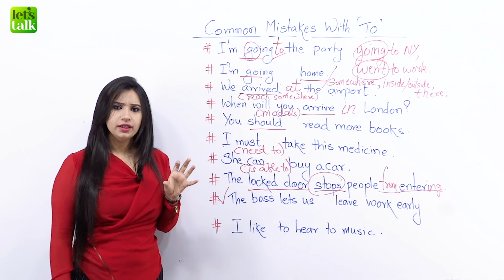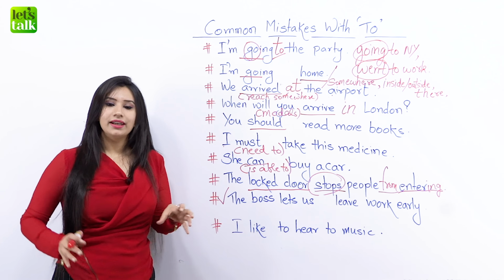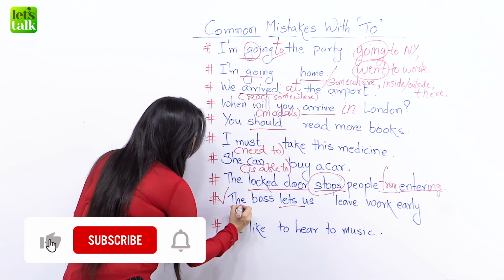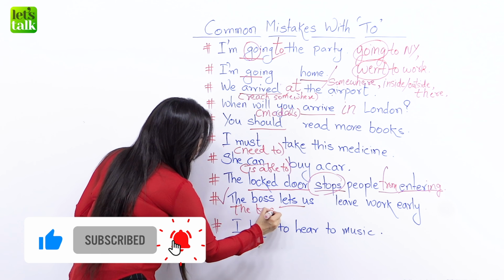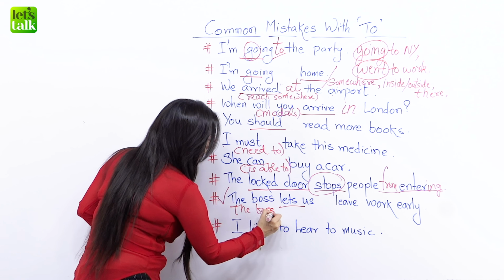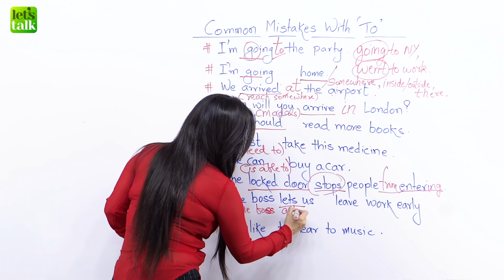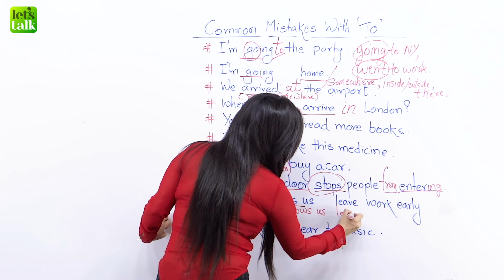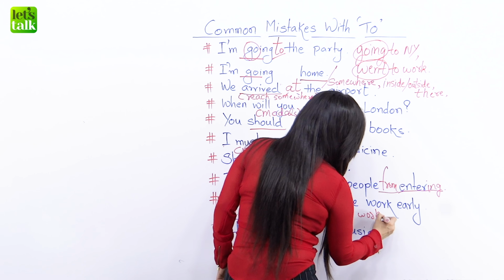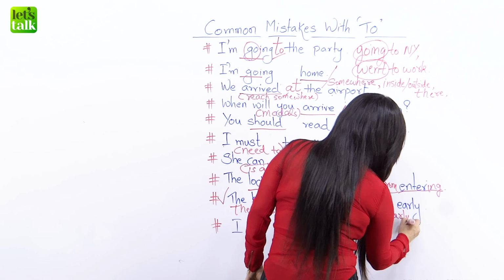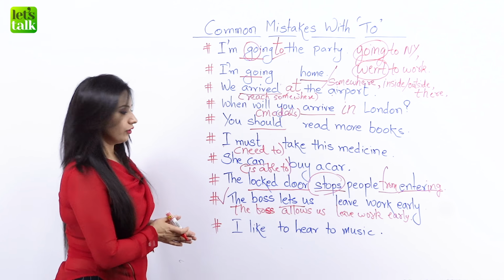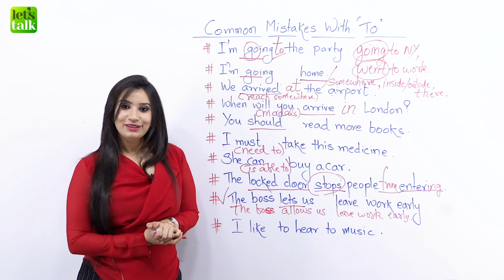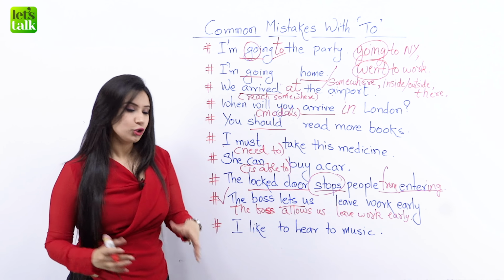But if you think of adding the word allow in this sentence, so let's replace lets with allow. The boss allows us leave work early. What do you think about this sentence now? The boss allows us leave work early. Do you think it's a complete sentence? No. Here we will add to.